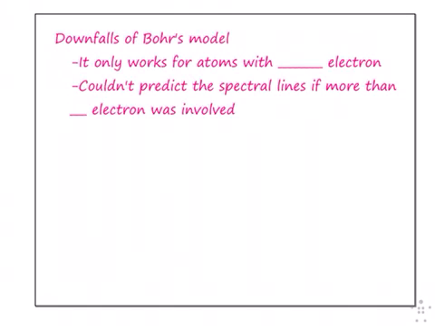So the Bohr model is great. It's getting closer and closer to the actual setup of an atom, but there are some downfalls. The first one is it only works if there's 1 electron. So that means it only works for hydrogen. And it couldn't predict the spectral lines if there was more than 1 electron involved.